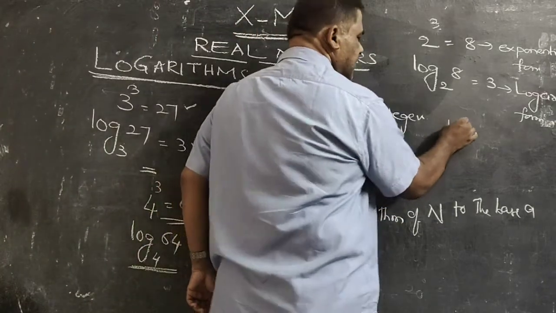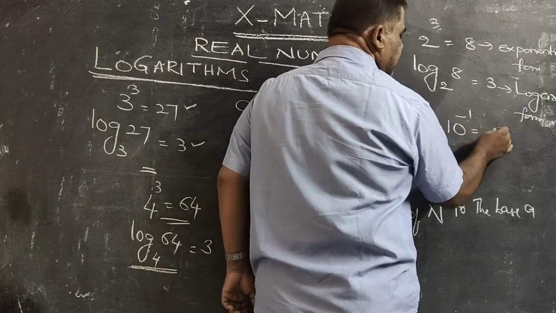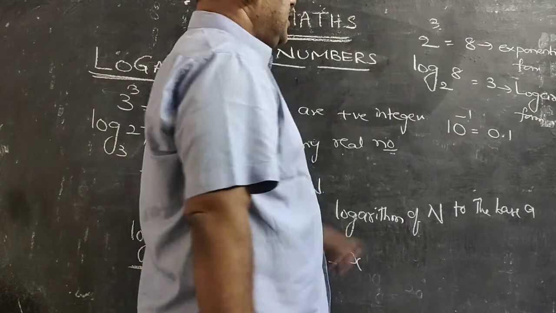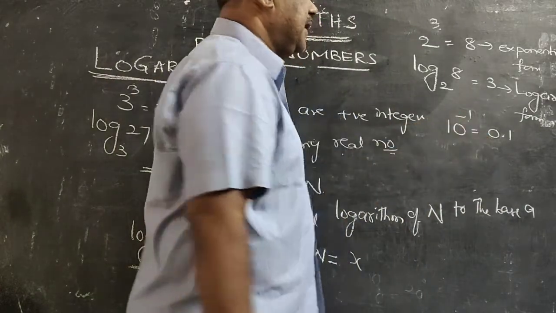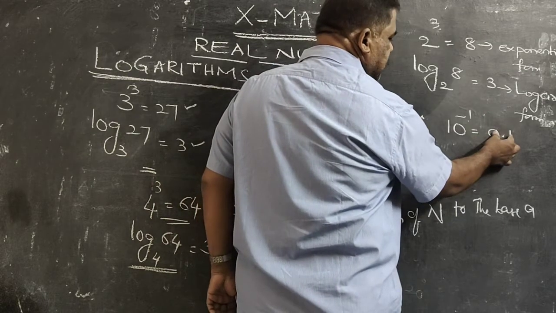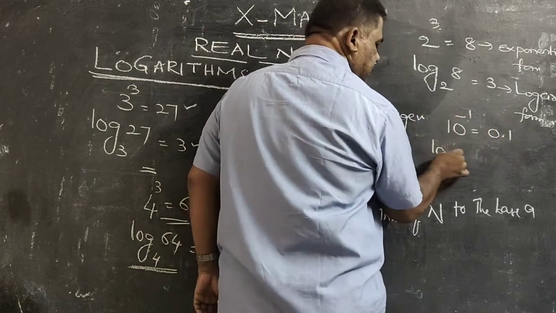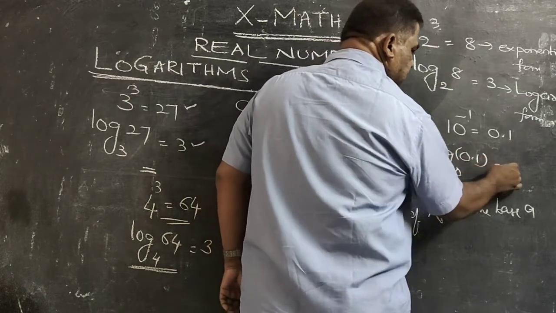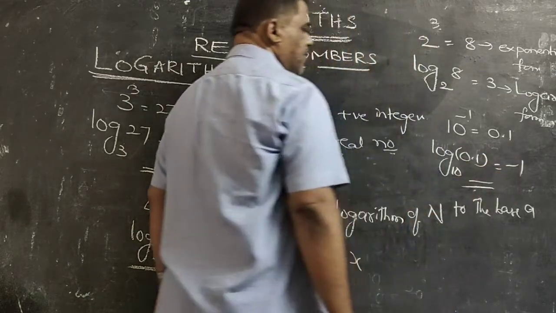Next, 10 to the power minus 1 is 1 by 10, that is 0.1. When you apply logarithm, minus 1 comes here, 0.1 goes there. So it is log 0.1 to the base 10 is minus 1. This is logarithmic form.